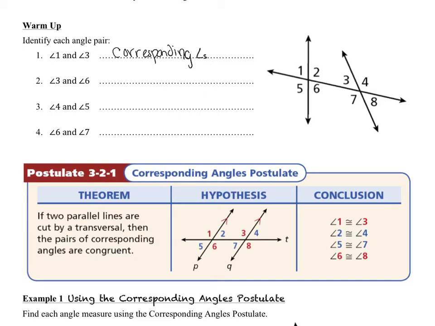Angle 3 and 6 are in the interior and they're on opposite sides of the transversal. That's alternate interior angles. Angle 4 and 5 are in the exterior and they're on opposite sides of the transversal, so that's alternate exterior angles. And angle 6 and 7 are on the interior, but they're on the same side, so those would be same side interior.